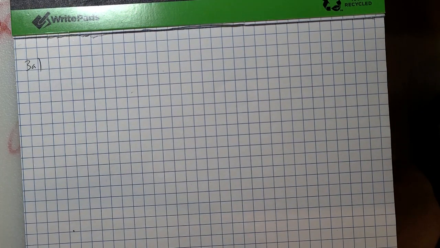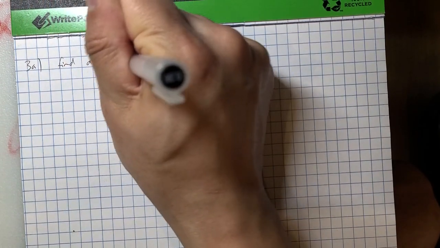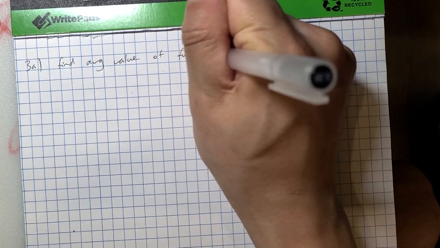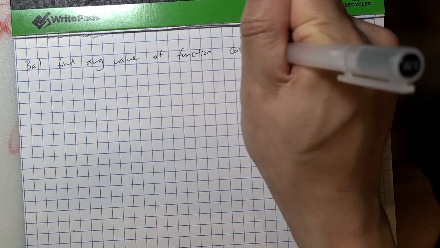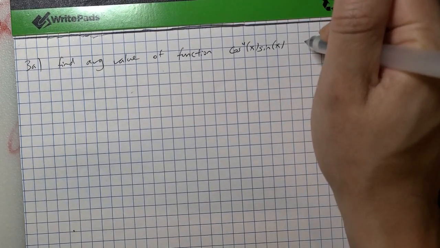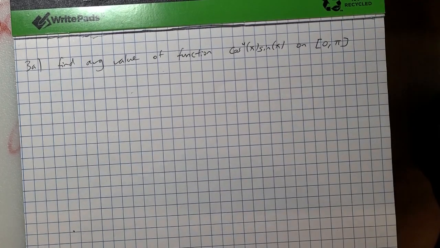(3a) Find the average value of the function cosine to the fourth times sine x on the interval from 0 to pi.